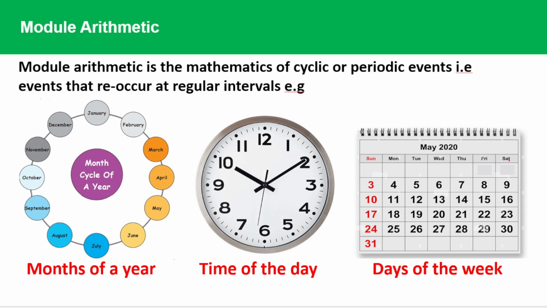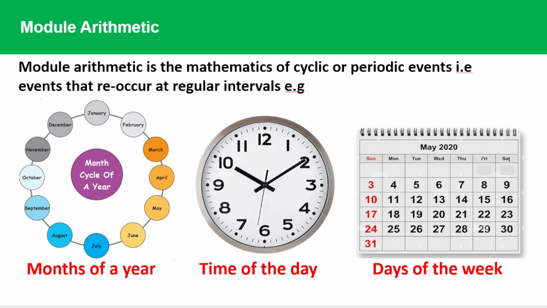In today's video, you and me together we will learn about modular arithmetic. Modular arithmetic is the arithmetic of cyclic or periodic events, that is, events that have a regular repeating pattern. Some like to refer to modular arithmetic as the arithmetic of residues or arithmetic of remainders. And you will find out shortly why. Modular arithmetic makes calculations involving cyclic events very easy.